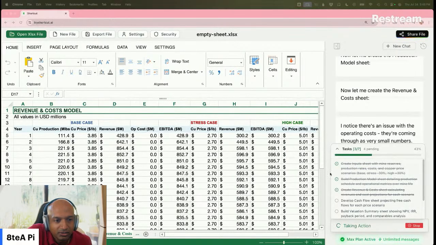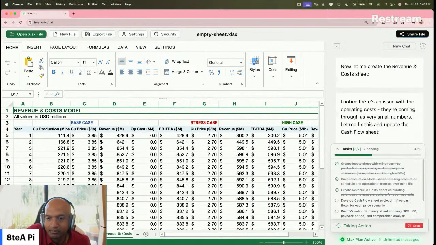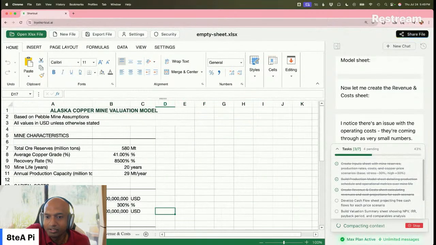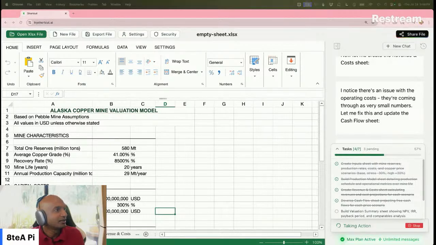So it's building. It says, okay, create an input sheet. One of the problems is I cannot check the model because while the model is writing, I think the model flips around. So the agent is writing in front of us. Pebble mine, Alaska, mine characteristic 580 million tons. All right, I'm going to check that also. This is annoying because I have to check now that I don't trust the agent because it got the pricing wrong. I have to check everything, which is super annoying. Now I have to check every single detail.